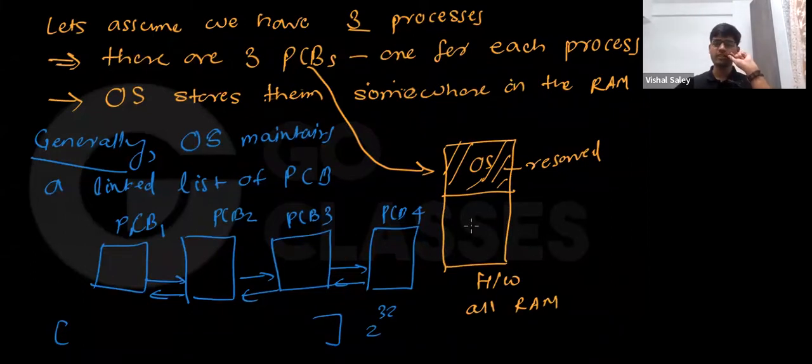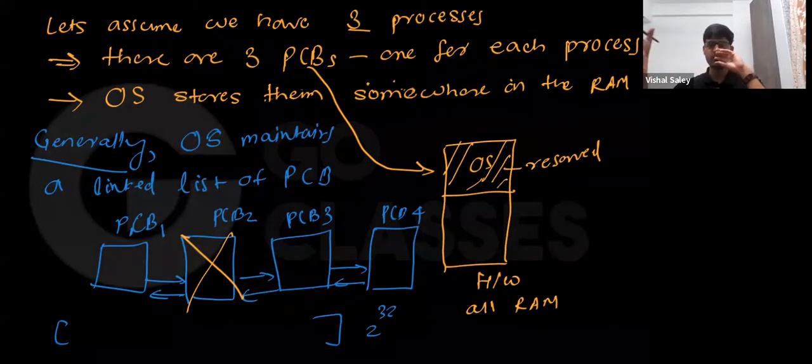And whenever some process terminates, once the execution completes, the operating system will delete this PCB from there. Any doubt in this? There was one question: when a process is removed from the RAM, is its PCB moved to the hard drive? No, it is deleted. When you say removed, I am assuming it means the process terminates and the execution is complete. In that case, the PCB will be deleted and the memory will be freed.